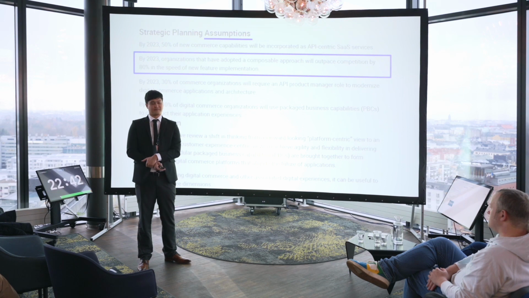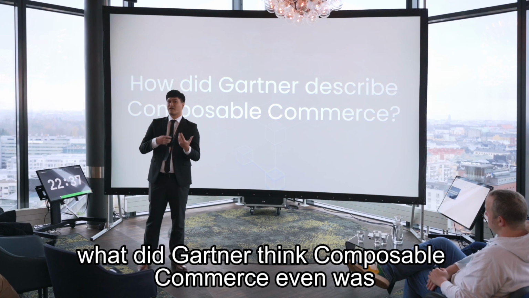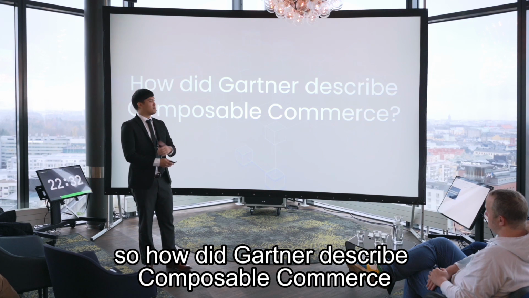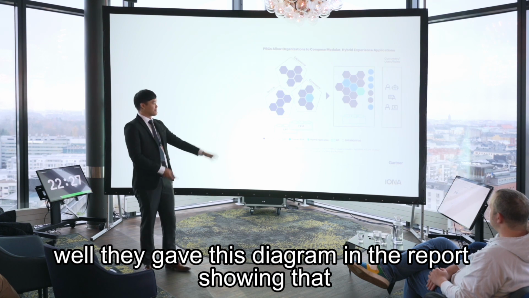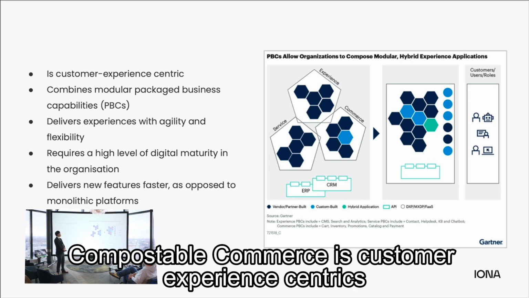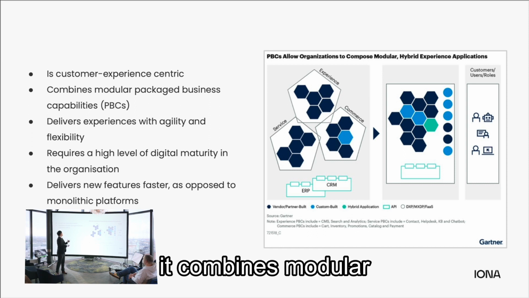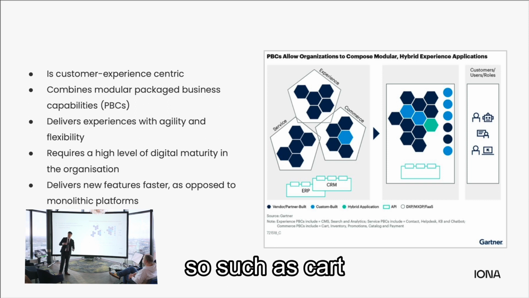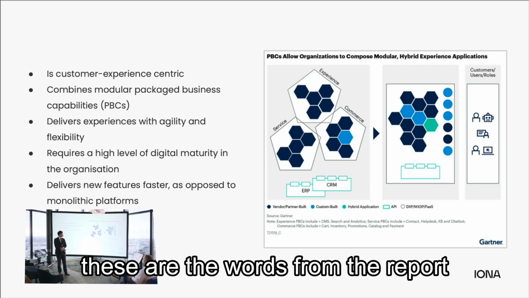Well, to answer that question, we have to know what did Gartner think composable commerce even was. So how did Gartner describe composable commerce? Well, they gave this diagram in the report showing the disparate components of a platform coming together, and they said that composable commerce is customer experience centric, so it focuses on the experience of the customer. It combines modular packaged business capabilities, or PBCs, such as cart, payment, transactions, content management systems. These are the words from the report.